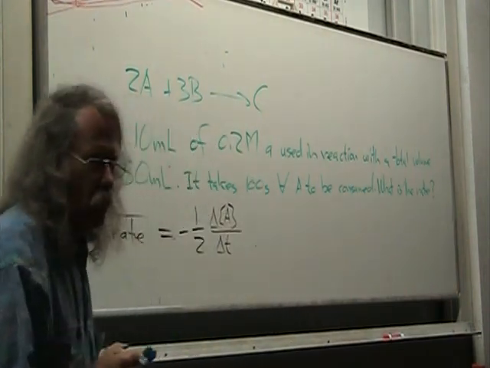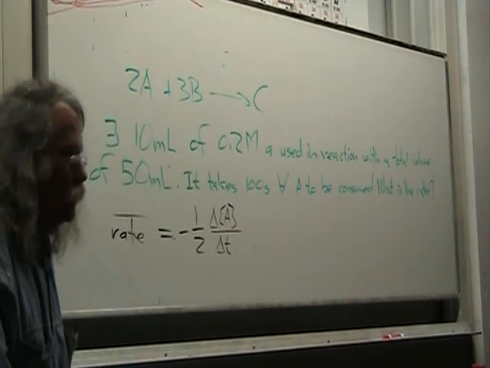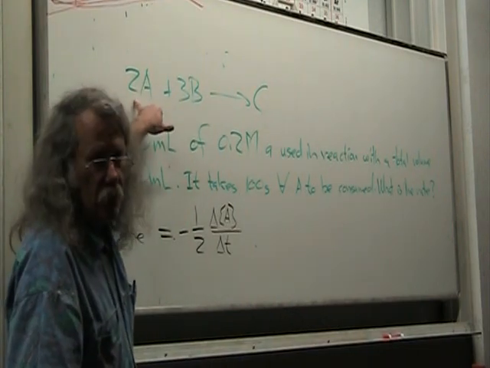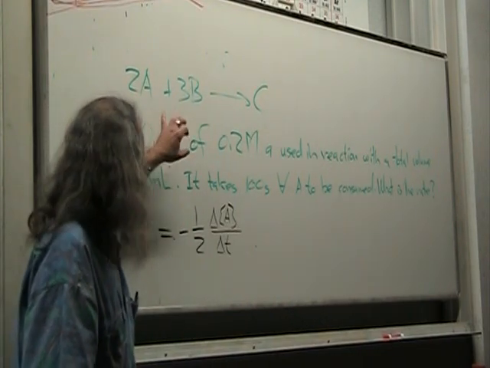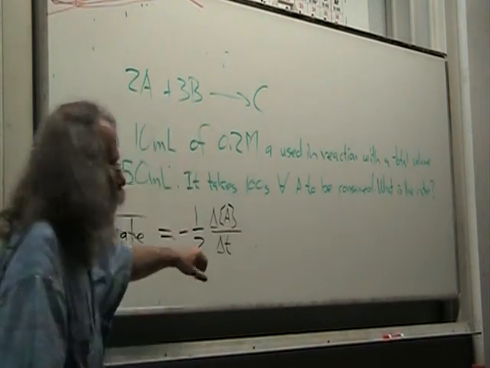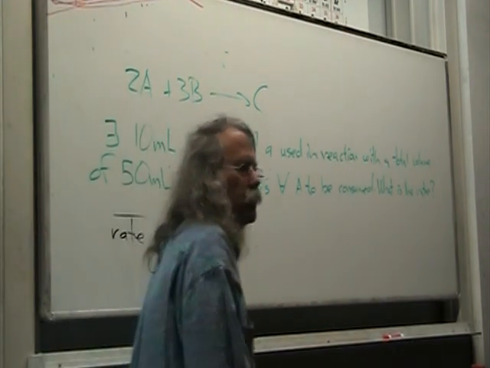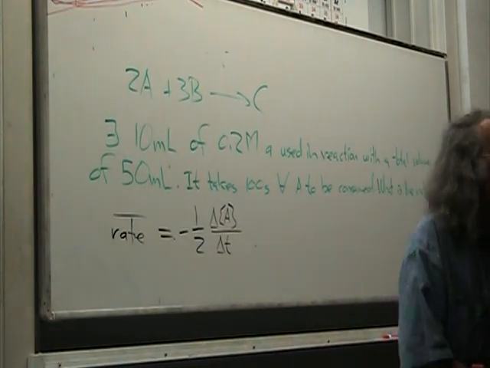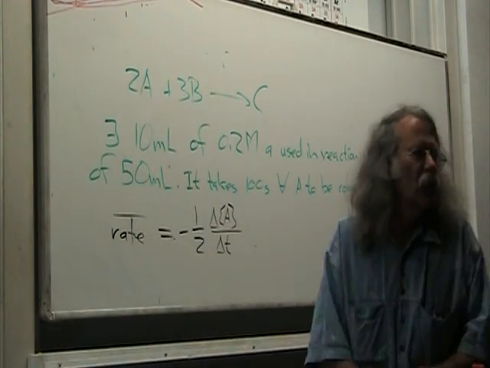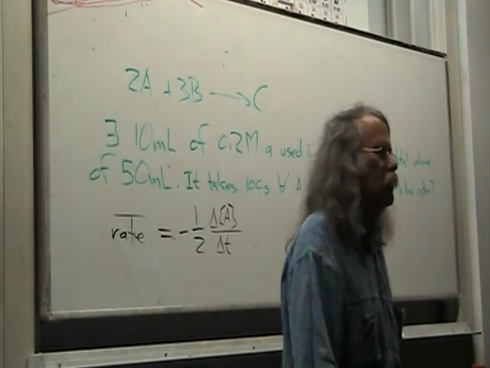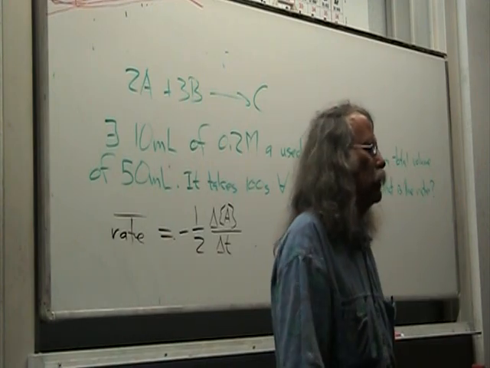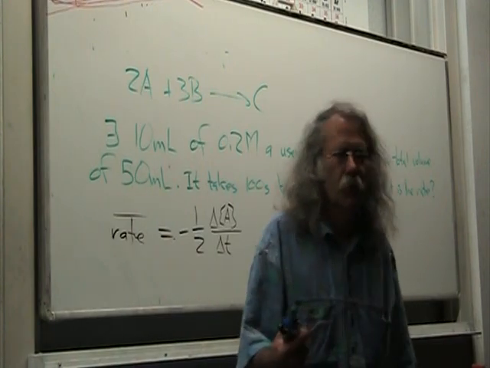Why the minus 1/2? Yeah, the stoichiometry. If it had been B, it would have been minus 1/3. And why the minus sign? It's being consumed. Yeah, because it's being consumed. And the rate has to be positive, otherwise you have reactions going backwards in time. And that would be very awkward.